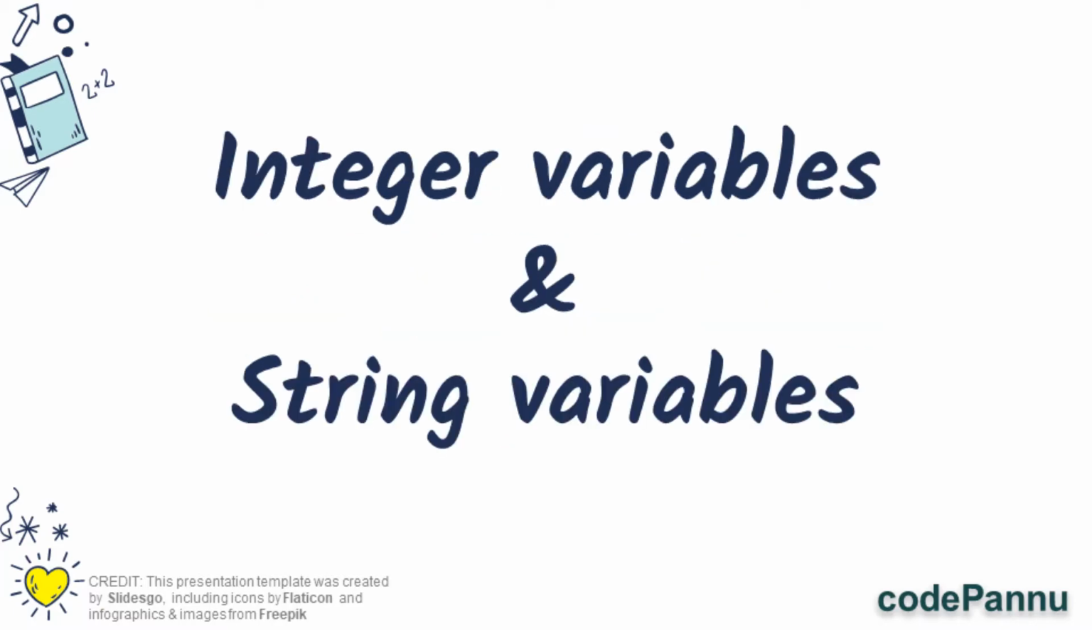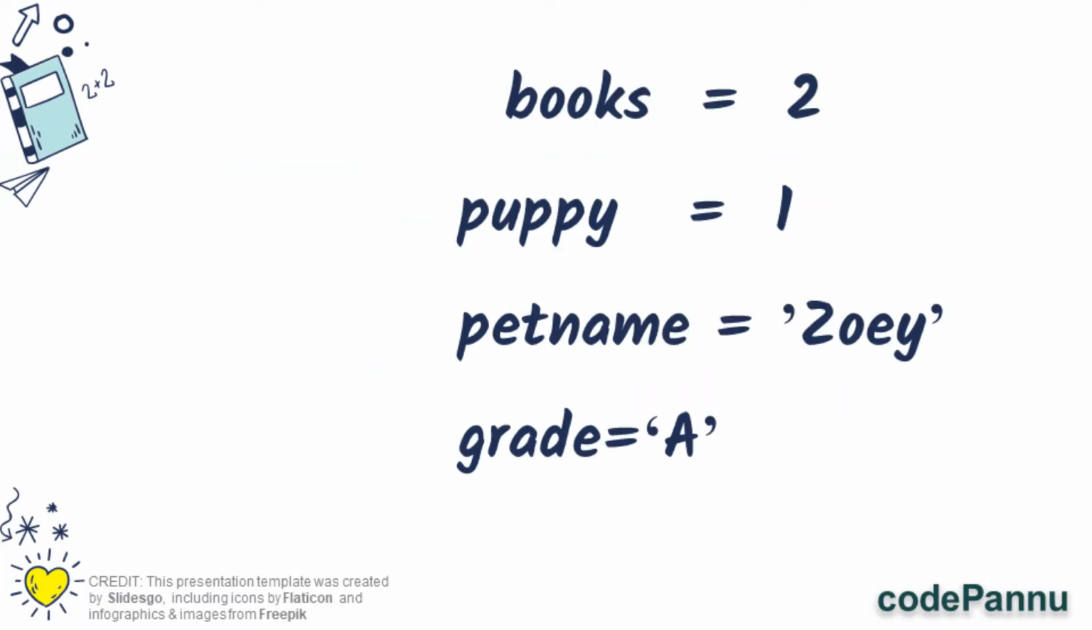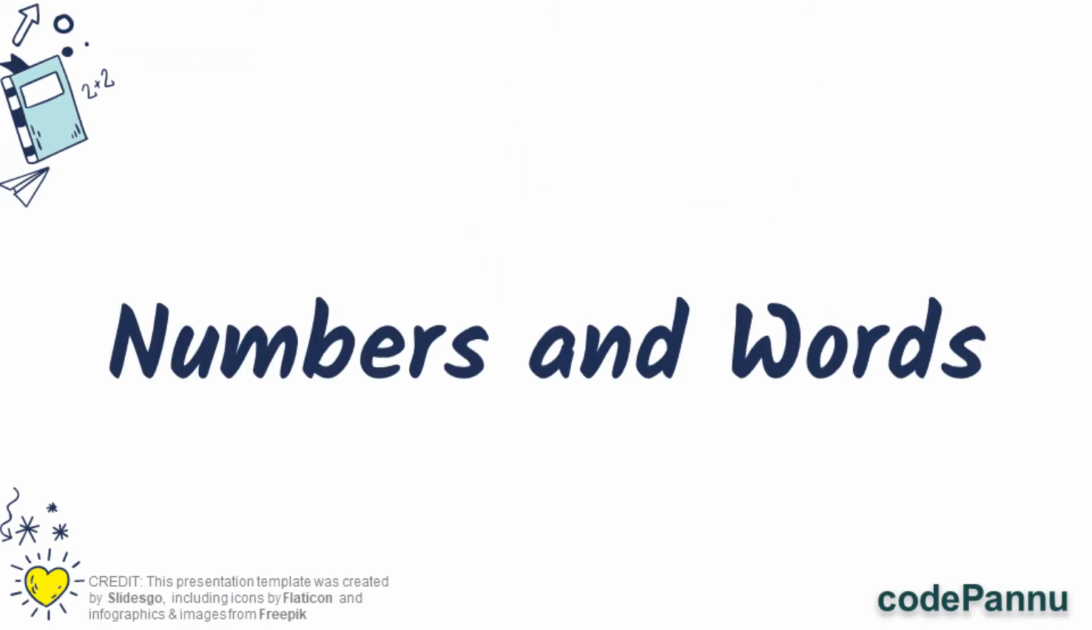We know that variables with numbers are called integer variables and variables with words and sentences are called string variables. We saw examples of integer variables like book equal to 2, puppy equal to 1, and string variables such as grade equal to A, hobby equal to basketball, pet name equal to Zoe. So, can we have variables where the values have numbers and words in it? Yes, we can. Let us go to Python and see an example.